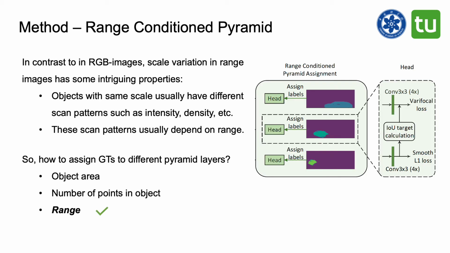Another challenge in RangeView is scale variation, and the problem is even more complicated than in RGB images. For example, a nearby passenger car may have a similar area to a faraway truck, but their scan patterns are largely different. Some scan patterns like intensity and density mainly depend on the range. So we assign ground truths to each pyramid level by their range.